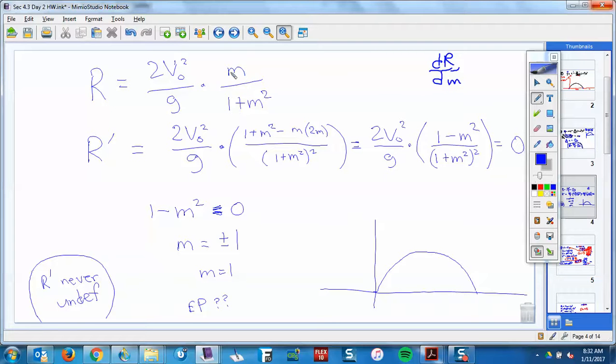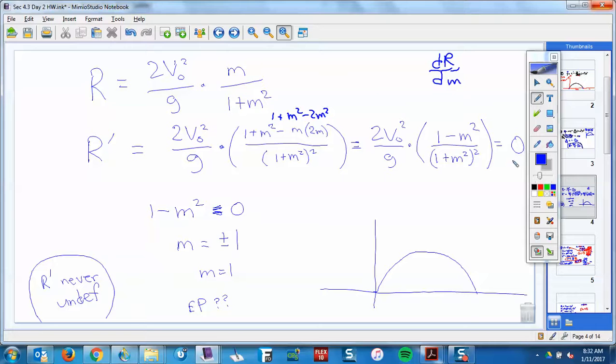So, derivative of the top is 1, times the bottom left alone, so that's 1 plus m squared, minus the top left alone, m, times the derivative of the bottom, which is 2m, all over the bottom squared. So I go ahead and simplify this. This would be 1 plus m squared minus 2m squared, so that'd be 1 minus m squared. The bottom is just 1 plus m squared, squared, and that's r prime.